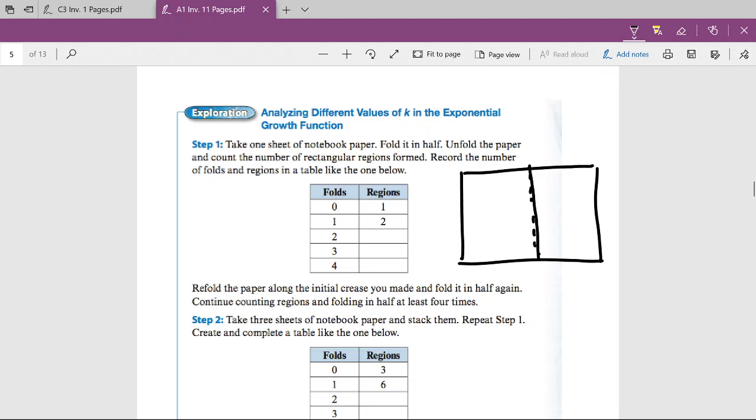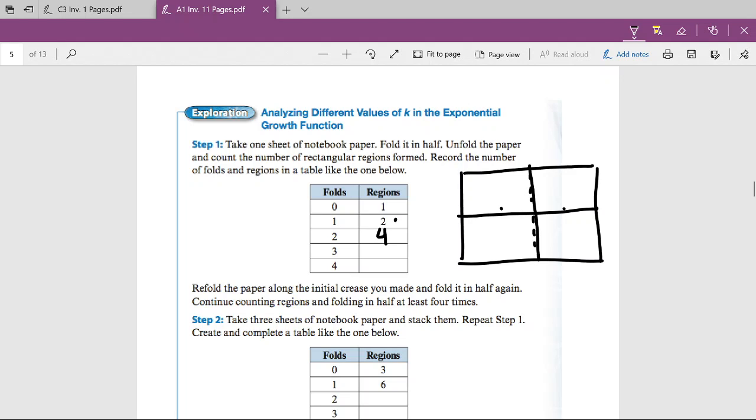So here's my first crease. If I fold it in half, then I went from having only one region with 0 folds to 2 regions, 1, 2, when I folded it in half. Now I'm going to fold it in half again. I fold it in half, refold it, and then fold it in half again. Now I have 4 pieces in this paper.